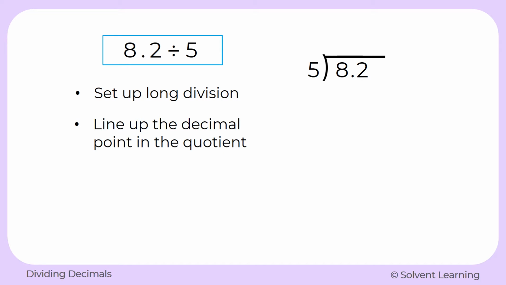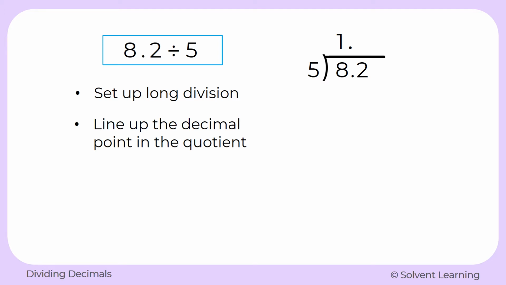Okay. The next thing that we want to do is line up the decimal point that's in the dividend with where we're going to have the decimal point in our answer, which we call the quotient. So we're going to just drag that decimal point straight up, and that's going to tell us where the decimal point will be in our quotient. Okay, now we can start doing our division.